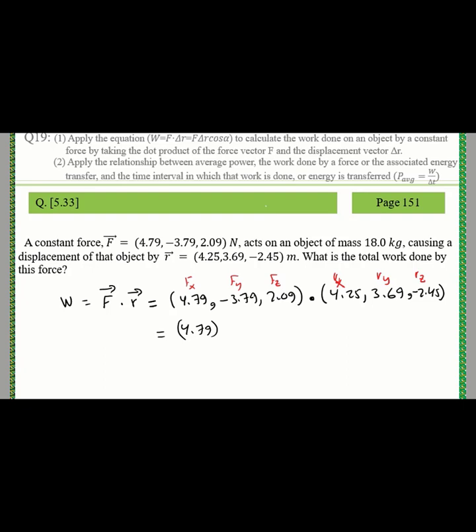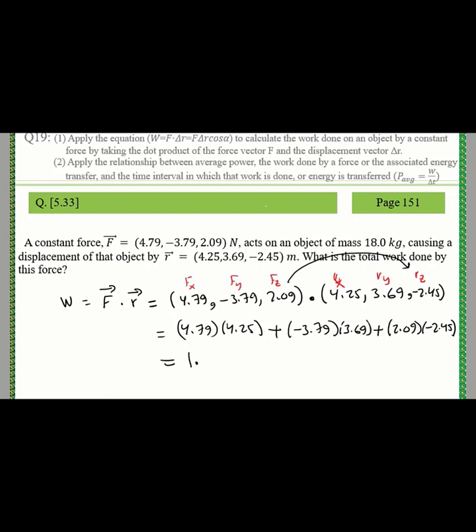4.79 multiplied by the x component of R, which is 4.25. Then add to it Fy dot Ry, so it is minus 3.79 multiplied by 3.69. Then add to them the last term, Fz times Rz, plus 2.09 multiplied by minus 2.45. Do the calculation and get the answer.